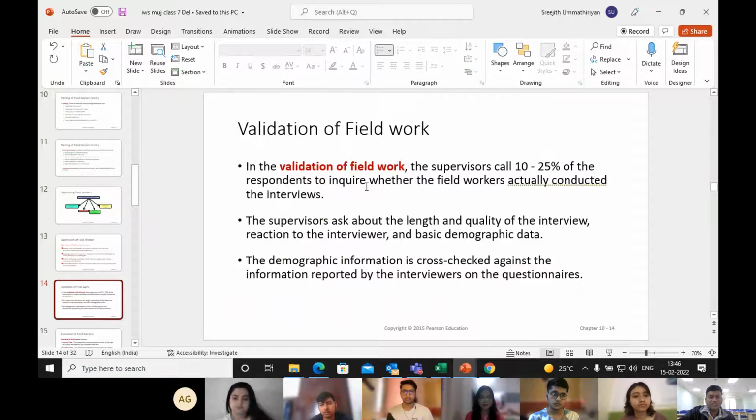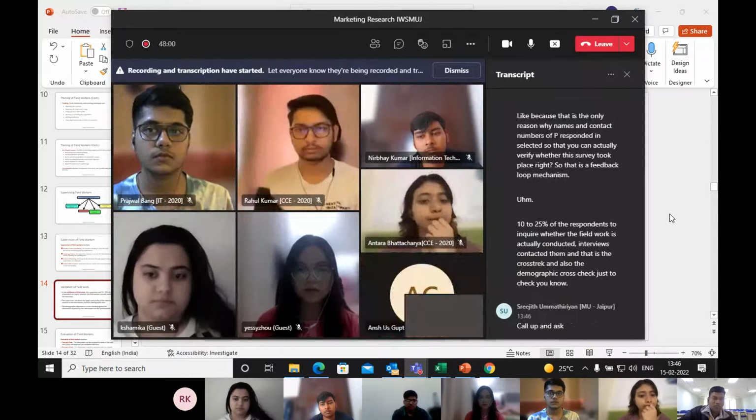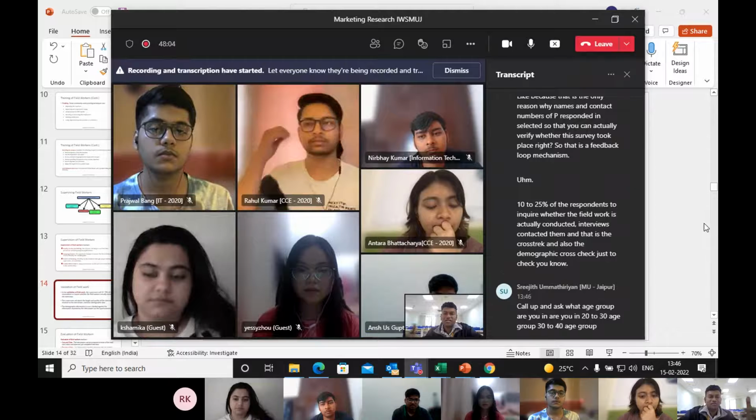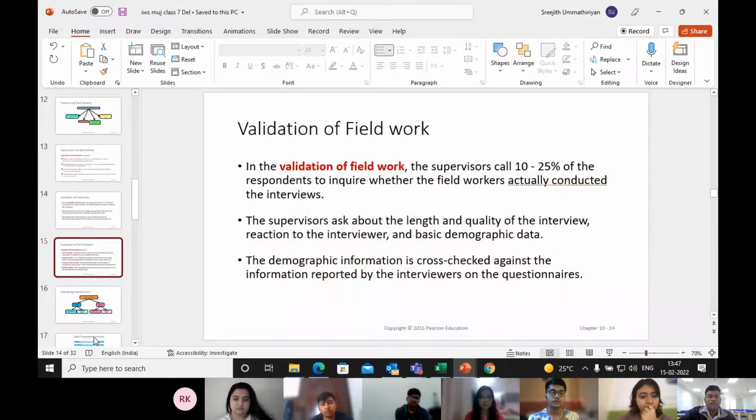You contact 10 to 25% of the respondents to inquire whether the field worker has actually conducted interviews, and that is the cross check. And also the demographic cross check: call up and ask what age group are you in, 20 to 30 or 30 to 40, and which city are you in? Randomly one or two questions just to ascertain whether this person was actually reached out to.